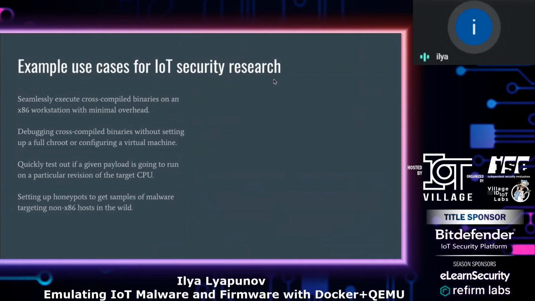You can also do this for rapid prototyping of shellcode or various payloads that you want to make sure are going to execute on a particular revision of a target CPU, or maybe you've ported some shellcode from ARM to MIPS, and you want to make sure that it actually works. Then you have a very easy, rapid testing cycle right there. We can also set up honeypots to get samples of malware that's targeting non-x86 hosts out there in the wild. So just a lot of imaginative use cases you can feasibly come up with for this. I've listed only a few here.